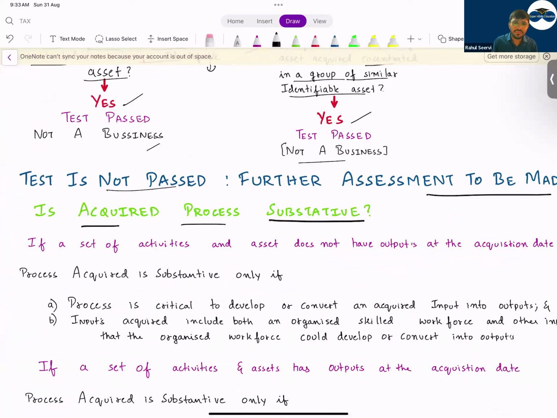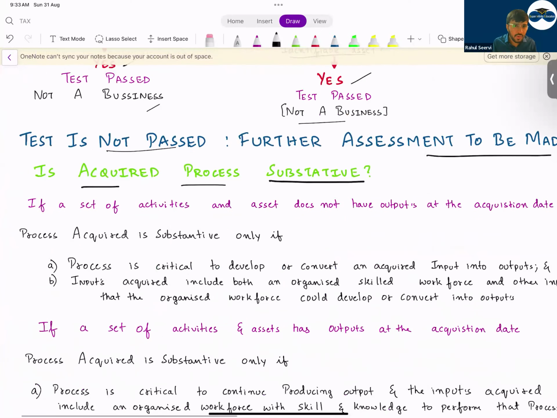So one important thing which you have to keep in mind is that the process should be strong enough. If today I acquire a company, I acquire the activities and the assets, and it does not have an output. Let's take I've acquired a startup, and as of now, the startup does not have any output. But I say the input and the process are very strong, that in the coming 3 or 4 months, output will be there.